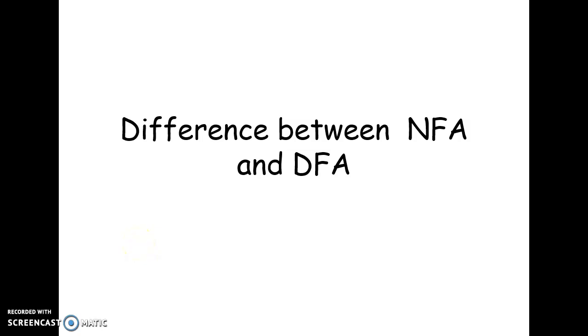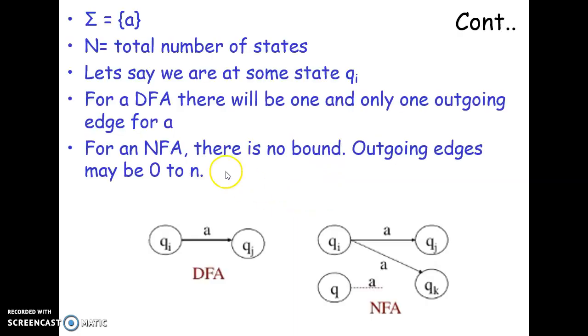Let's sum up NFA and DFA by talking about their differences and similarities. So let's say you have sigma equals A. There's only one alphabet letter at the moment. Your language is all based on the alphabet A for the sake of understanding DFA and NFA. So let's say N is the total number of states and we are at a state Qi. Let's say this is your DFA.